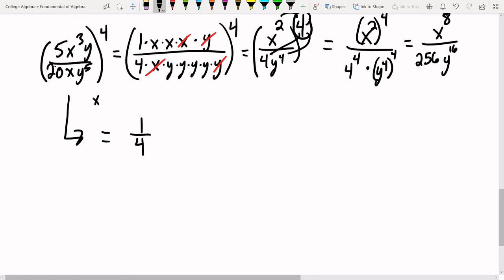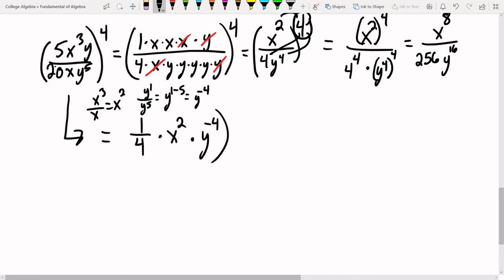And we have x cubed divided by x is x squared. Okay, 1/4 times x squared. And y over y to the 5th. This is y to the 1 over y to the 5th. That's going to be y to the 1 minus 5, which is y to the negative 4. We're going to multiply this by negative 4. And this goes to the 4th power.